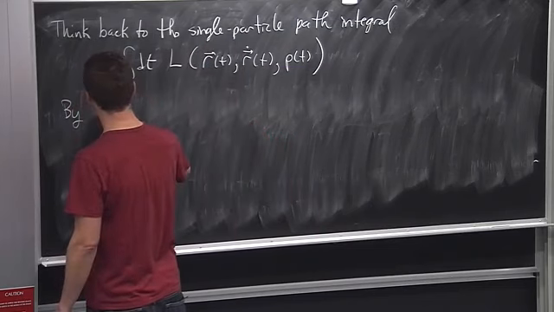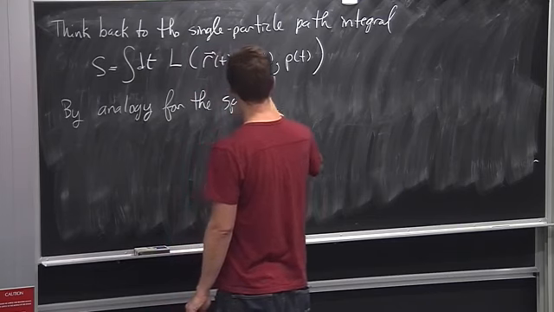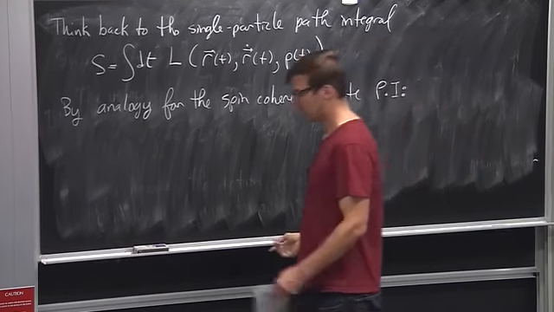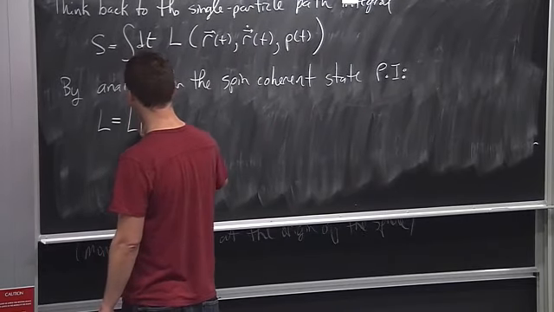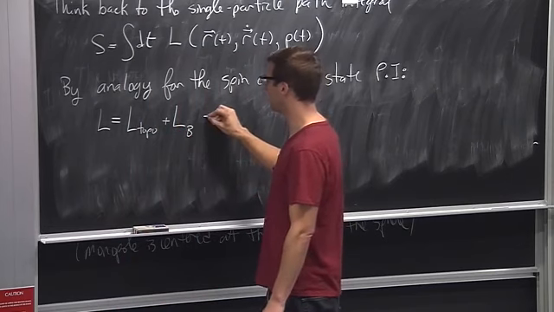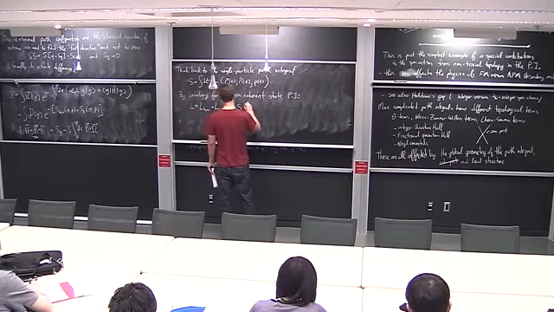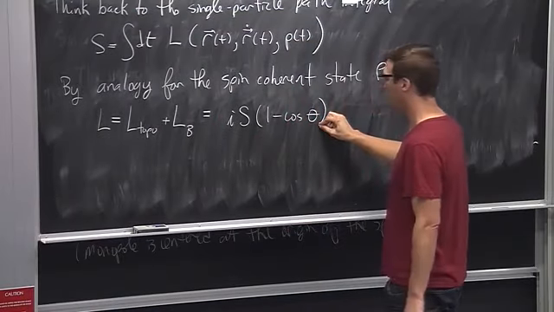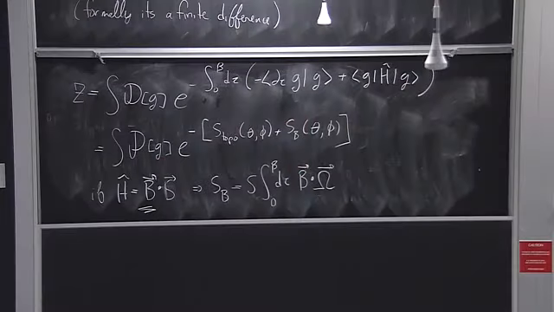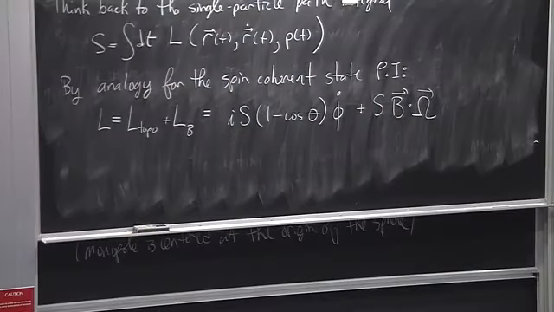I'll define the Lagrangian in two parts, L topo plus L B, which is so dumb. So this is not the Berry phase, but it's too late now. It's the B of the Hamiltonian. And I'll do the time derivative of phi there, plus S B dot omega. Okay, so just two pieces. I can handle each one separately.